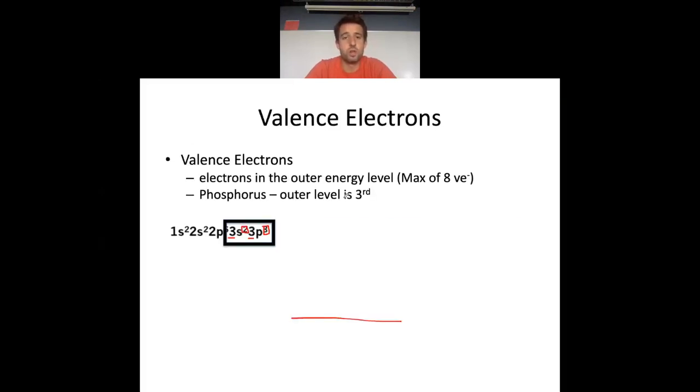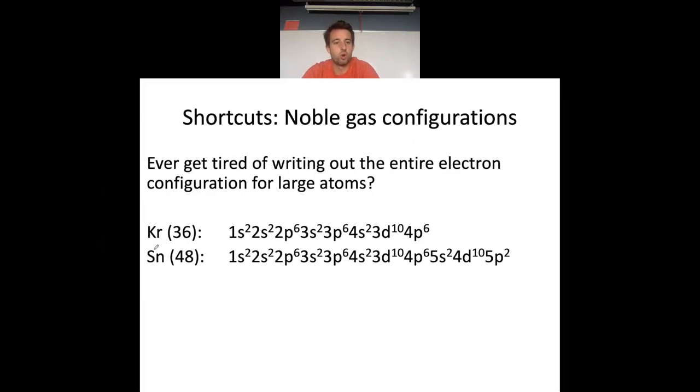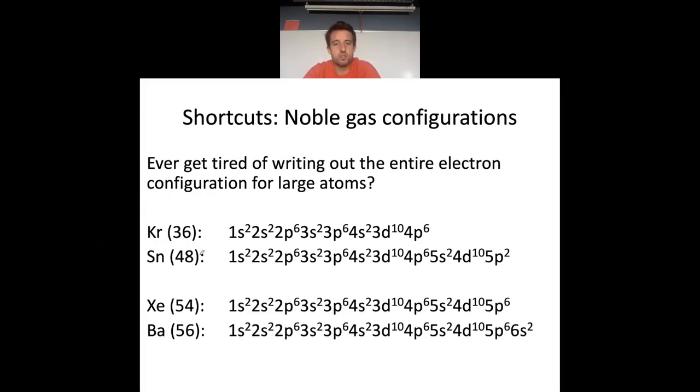Okay, moving on here. Here's a question. Do you ever get tired of writing out the entire electron configuration for some of our large atoms? What about something like krypton or tin or xenon or barium? Notice how these electron configurations are just huge, right? They're so big and kind of annoying to write, that much ink on one spot of paper. It turns out that scientists, being the lazy people that they are, also got tired of doing this. So they came up with a shortcut.